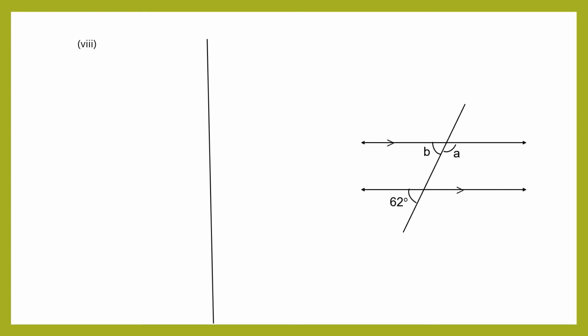Question 8. Now let's look at A and 62 degrees. Now we don't see much relation between them. So let's go to B and 62 degrees. If you look at B and 62 degrees, they are corresponding angles. And what do we know about corresponding angles? Corresponding angles are equal. So that means angle B is equal to 62 degrees. So that was easy, isn't it? So let me write 62 here. Now it is easy to find angle A, isn't it?